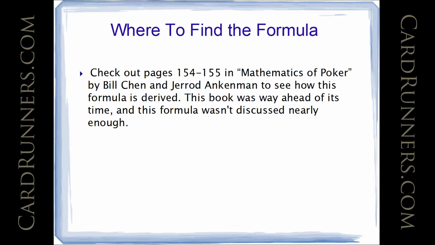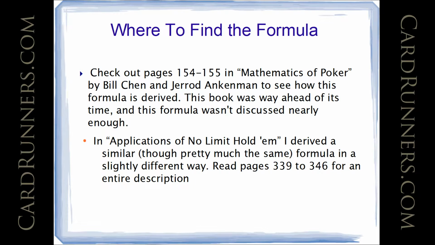It's something that you just didn't really see discussed very much, even though it's been around for a long time. Really good players have known about it, but it's just not widely discussed because it's a little hard to implement, and because Mathematics of Poker was so ahead of its time, a lot of times the really advanced stuff got ignored. In Applications of No Limit Hold'em, I derived pretty much the same formula in a slightly different way. This formula I think is a little bit easier for me to use, and it's one I feel more comfortable talking about. So that's the formula we're going to use here, and that's in pages 339 to 346 of the book, which explains exactly where it comes from.